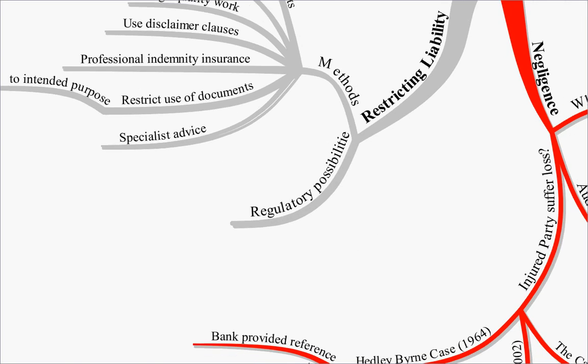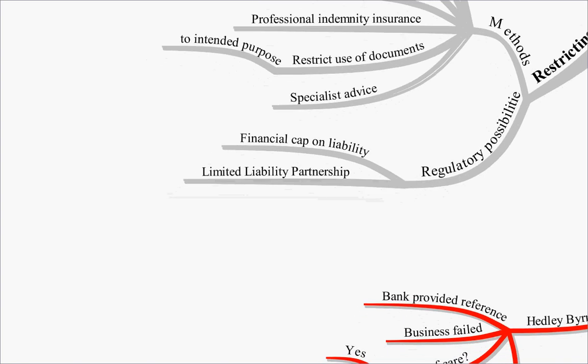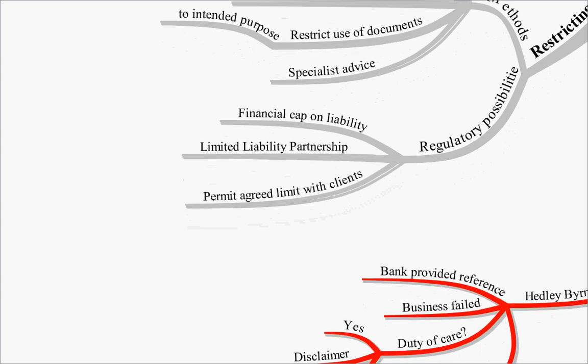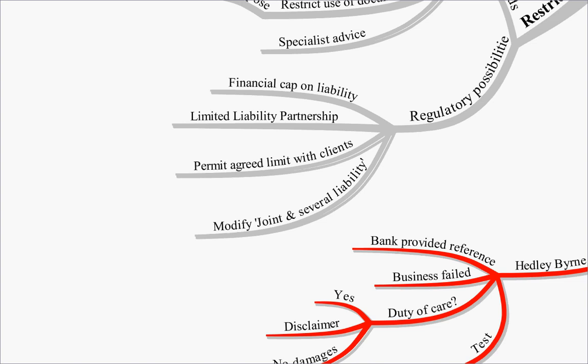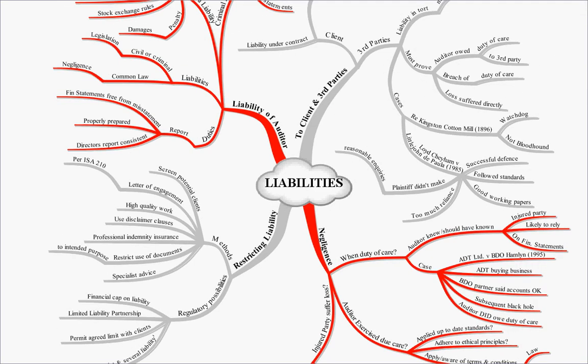Some other possibilities are that perhaps regulations could be set up to put a financial cap on the auditor's liability. They could set up a limited liability partnership. They could permit an agreed limit with clients, or they could modify the joint and several liability with directors. The joint and several liability is where the auditors hold joint and several liability with the directors, so if anything happens the auditors are liable as well, and that could maybe be modified a bit more in favour of the auditors. So that was our lecture on liabilities.